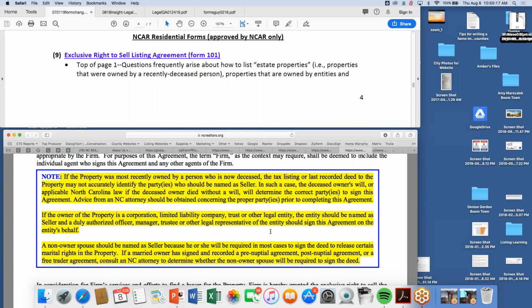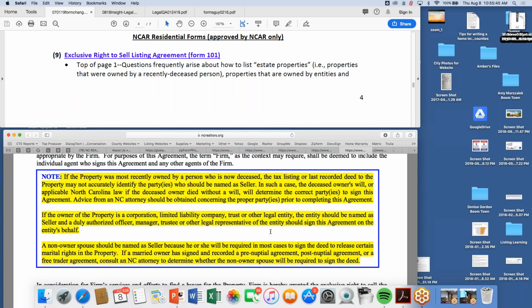The part that I love best is that a non-owner spouse should be named as seller, because he or she will be required in most cases to sign the deed or release certain marital rights in the property. If a married owner has signed and recorded a prenuptial agreement, a postnuptial agreement, or a free trader agreement, which is typically what someone will do in the separation process, consult a North Carolina attorney to determine whether the non-owner spouse will be required to sign the deed.